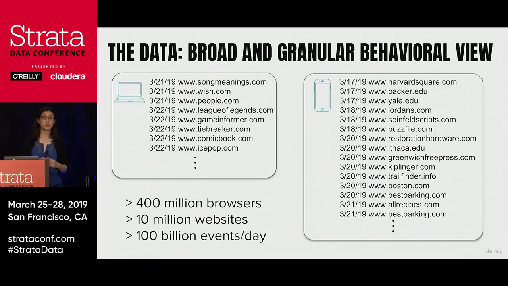So this is the data we're using. It's web browsing behavior. It's collected at the cookie level, and it's like an event level stream of time-stamped URL events. So we're seeing this across, we have a view of over 400 million browsers. We're seeing this across over 10 million different websites.